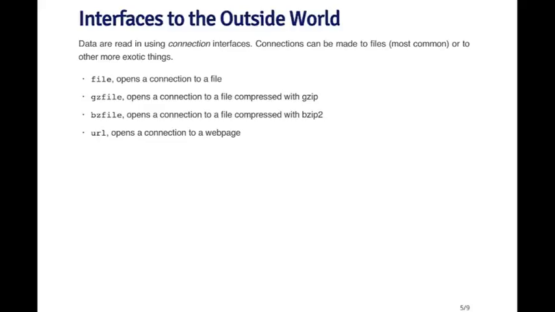So for example, when you call read.table and you pass it the name of a file, what it does behind the scenes is it opens up a file connection to that file and then reads from that file connection. But connections can be made to other types of objects too. For example, you can open a connection to a web page using the url function. And when you open a connection to a web page, you can read data from that web page using the URL connection. So the idea behind the connection interfaces is that it abstracts out the mechanism for connecting to different types of objects that are external to R, whether they be files or web pages or whatever.